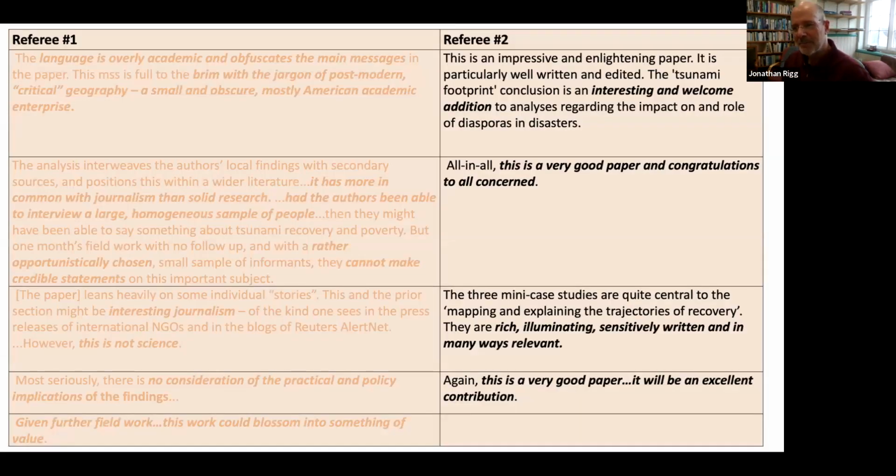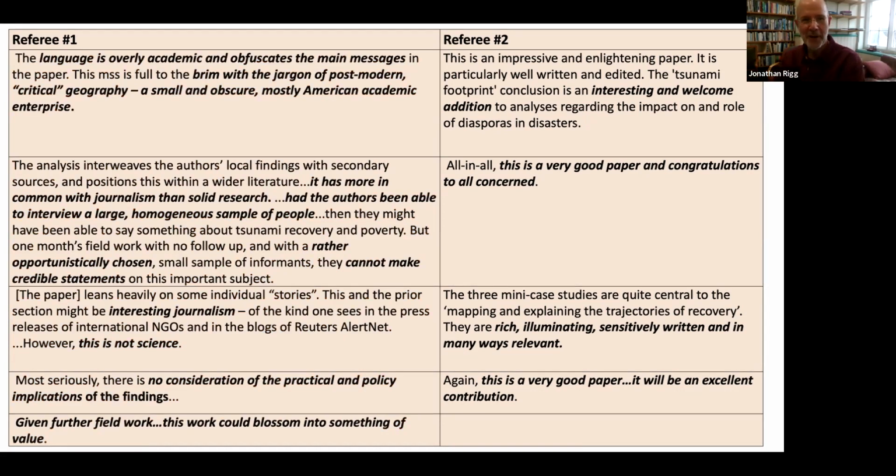This is one lesson about refereeing: you've got to be patient. You've also got to develop a thick skin. These are extracts from two referees' reports on a paper that I sent out for review a long time ago now. This is referee number 2. He liked the paper, or she, I don't know who it was, it was double-blind refereed. Interesting, welcome, very good paper, congratulations to all concerned, rich, illuminating, sensitively written, blah, blah. When I read this, I thought, yes, this is a home run, I'm going to get this one in. But then the next slide, Hyun.